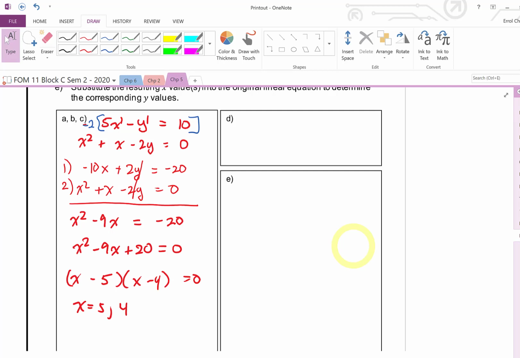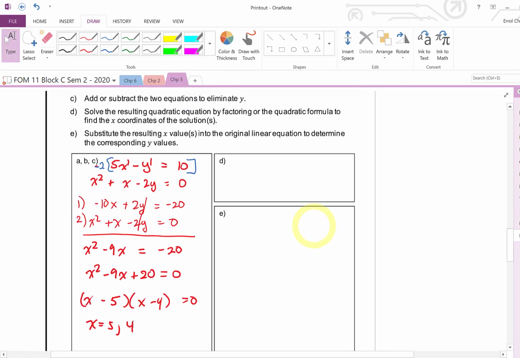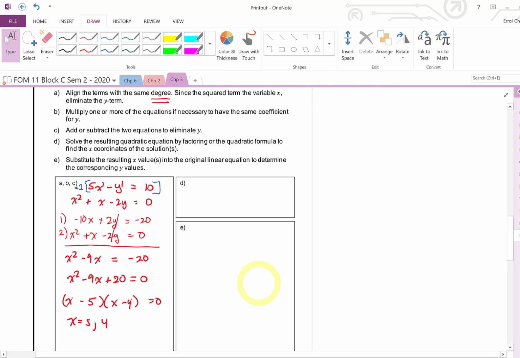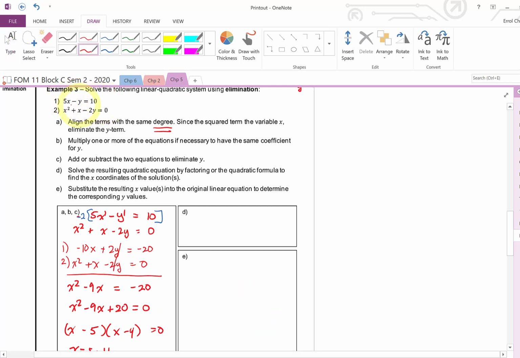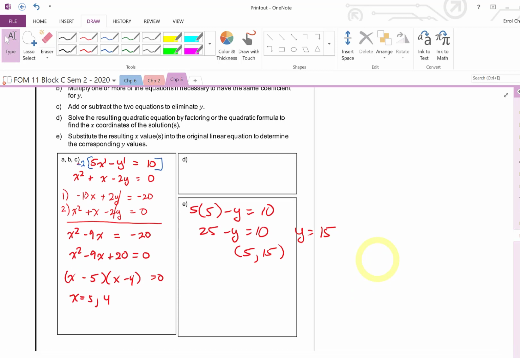Now, I'm going to test these values here, and I'm going to test them in my linear equation. So what was my linear equation again? We always test on the original equation, okay? Always the original. So 5 times the x value of 5 minus y is equal to 10. That's 25 minus y is equal to 10. The only y value that works is 15. So one of my possible solutions is an x value of 5, y value 15.